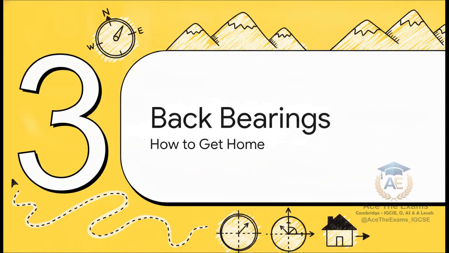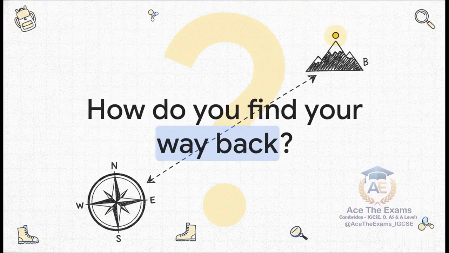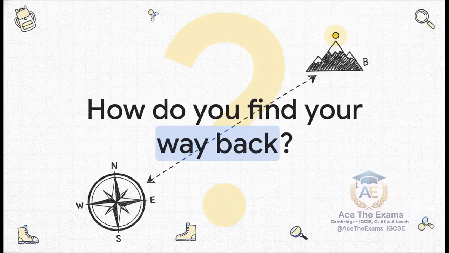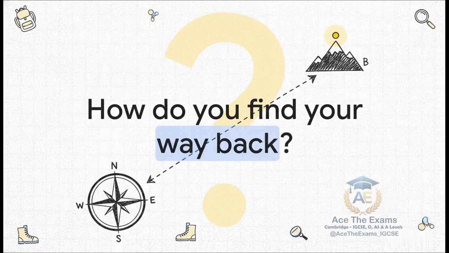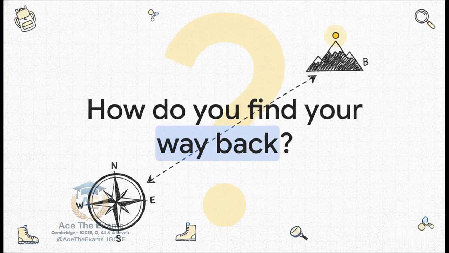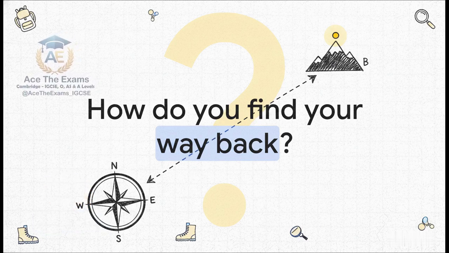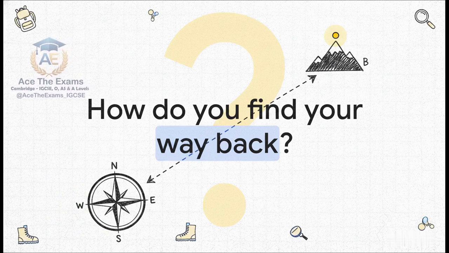How to get home. So, you navigated perfectly into the wilderness, but how do you return? This is the classic Part B of a Cambridge exam question. This is where the concept of a back bearing comes in. If the bearing of point B from point A is known, let's say you mapped the exact angle from your base camp to a mountain peak, how do we calculate the exact bearing to get from the mountain peak back to base camp? Notice the language, from B.